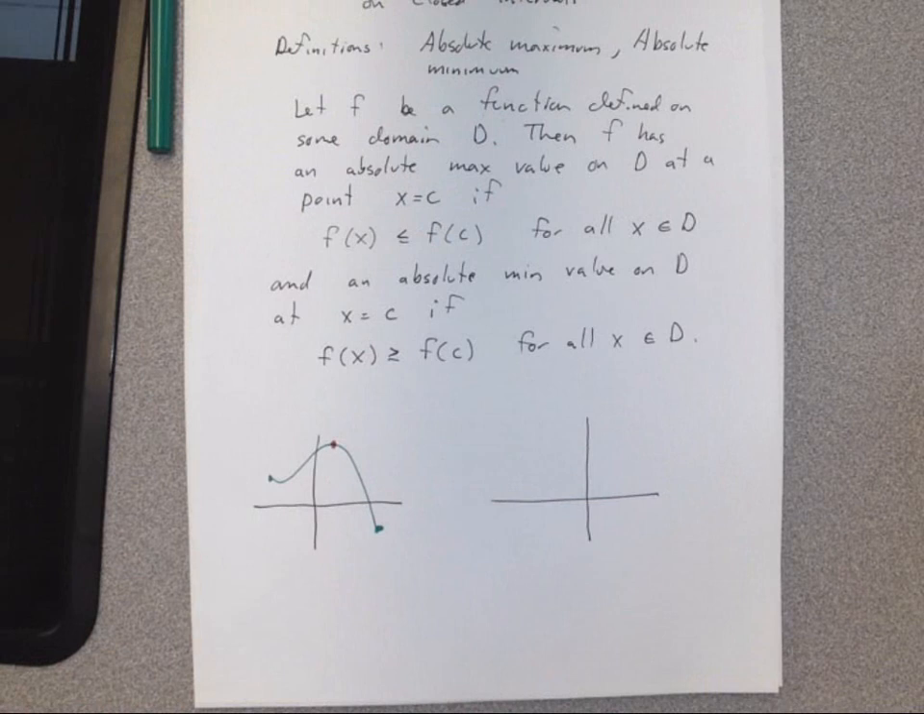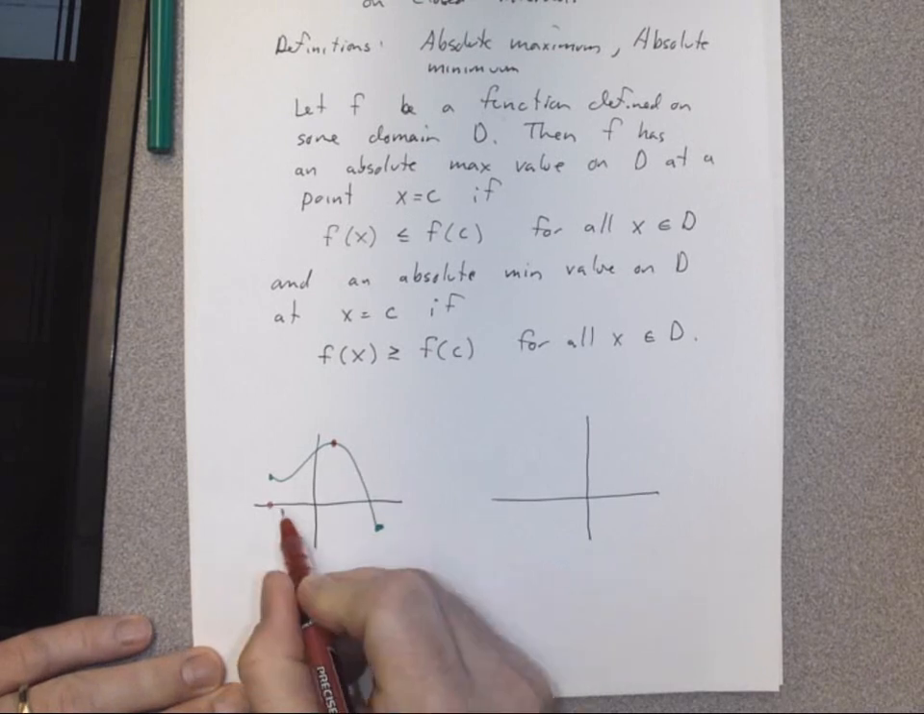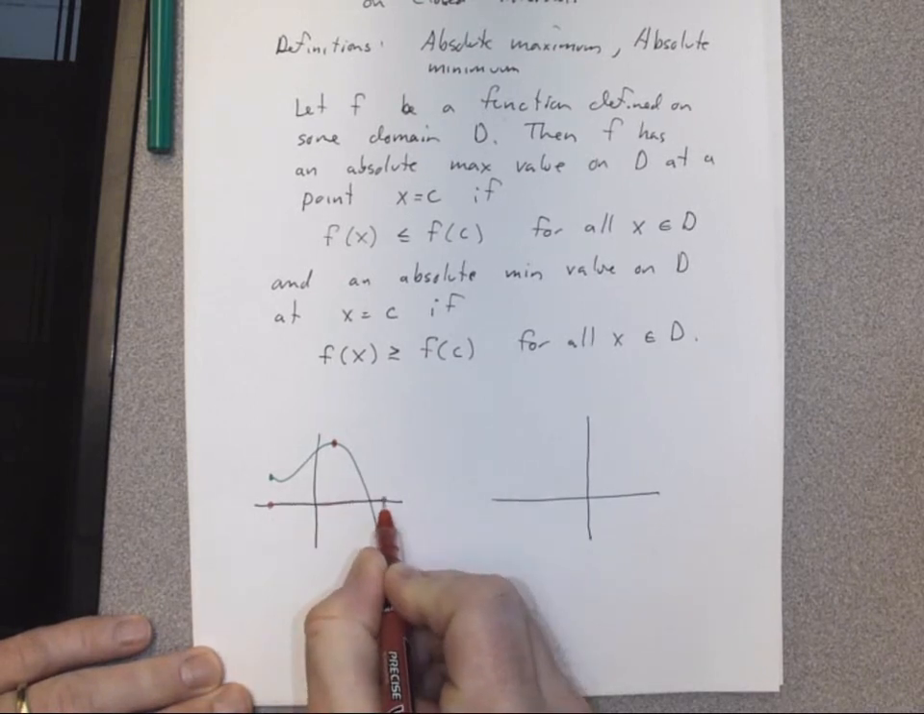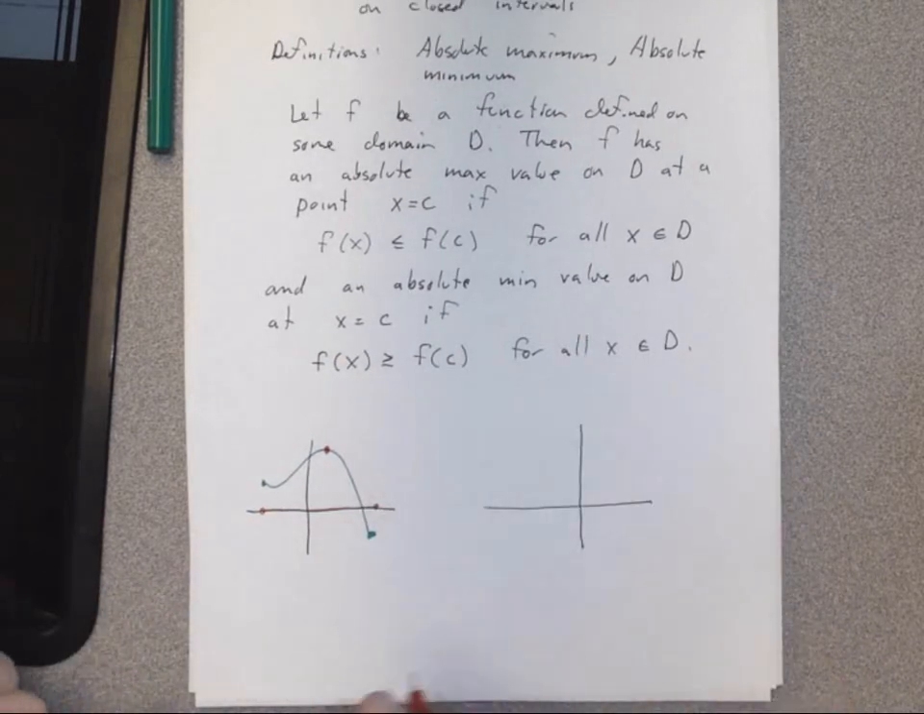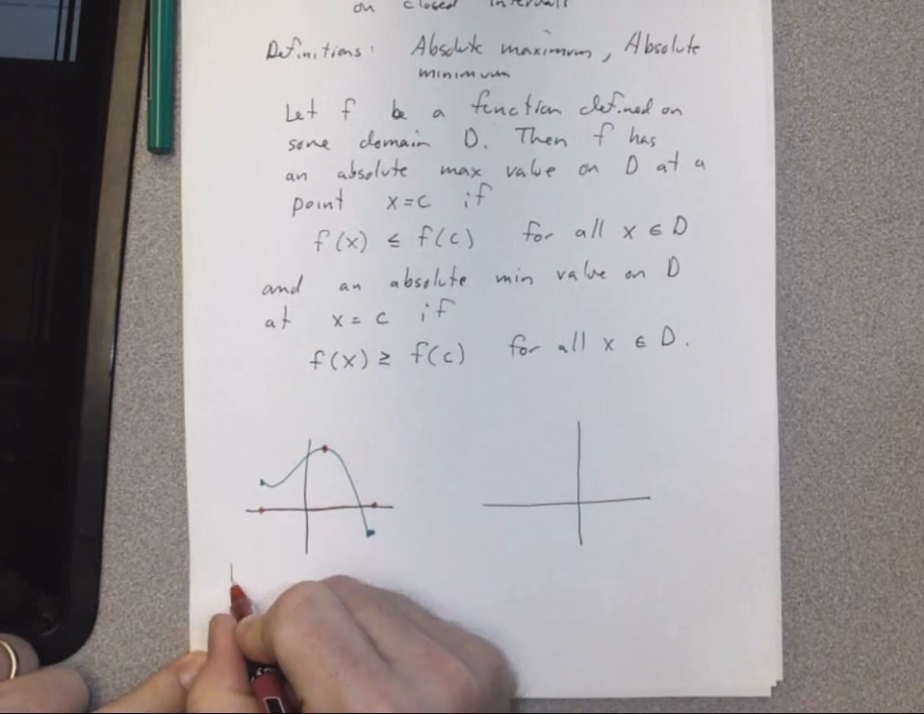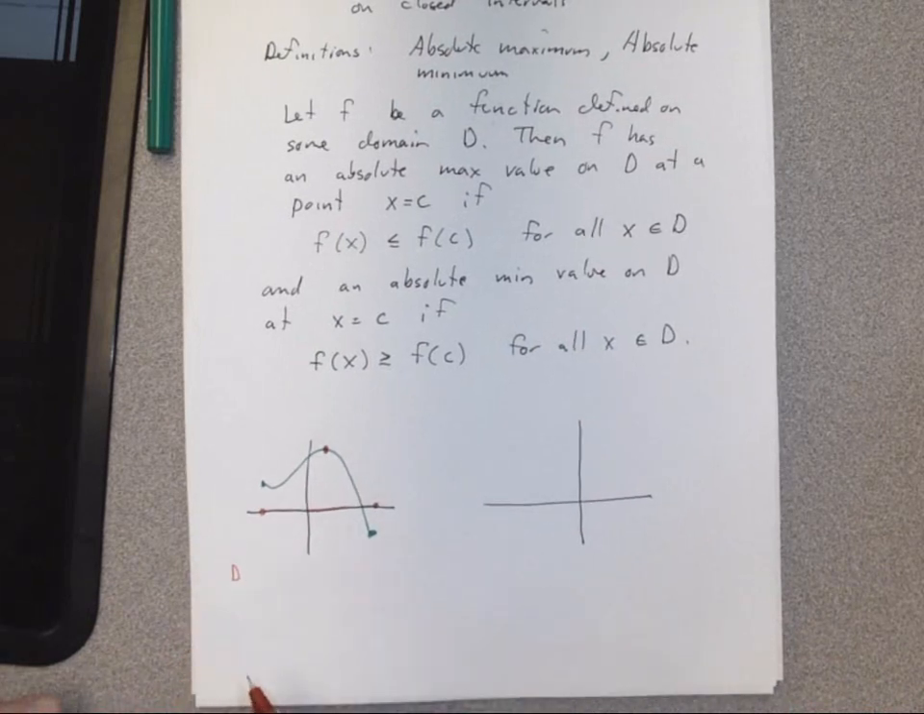So let's talk about D. Let's do D first. Well, D happens to be the domain of this particular function. So we're talking about the domain, from here all the way to here. Those are the x values for which the function has y values. So that is our D. These are all our x values.